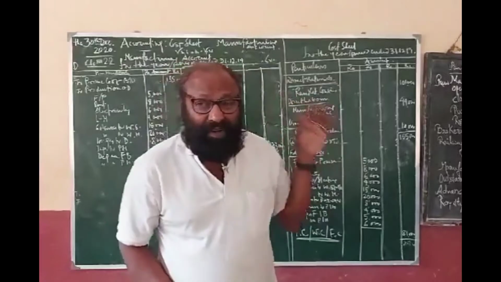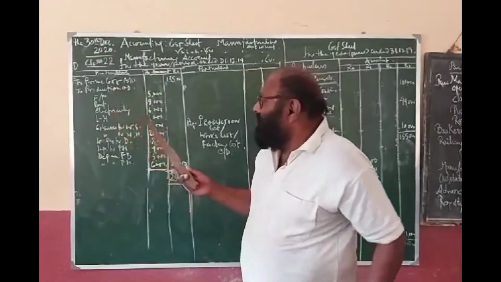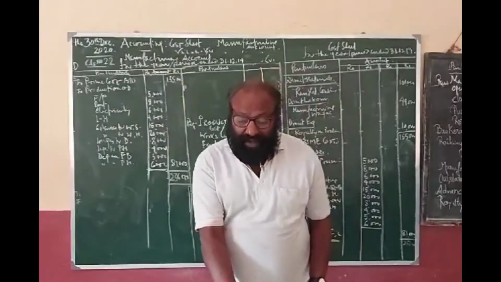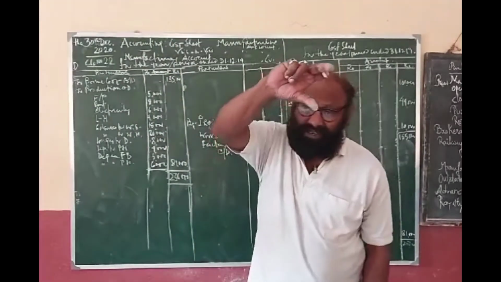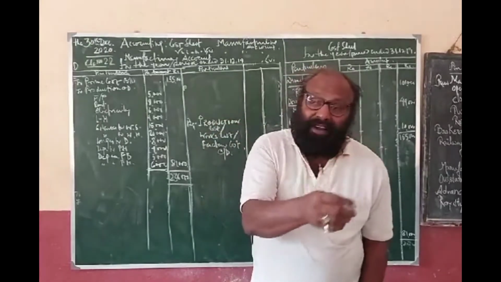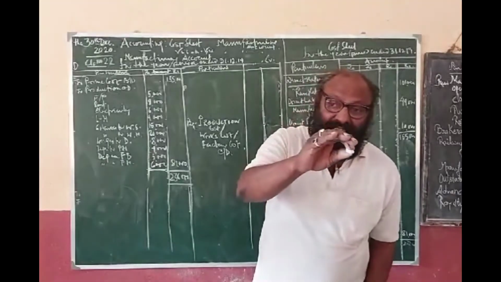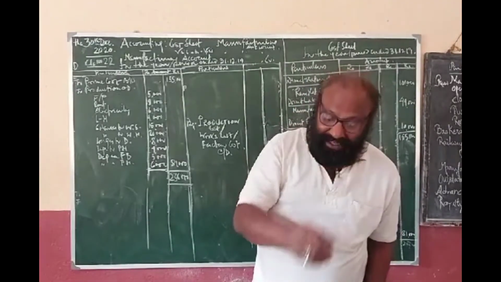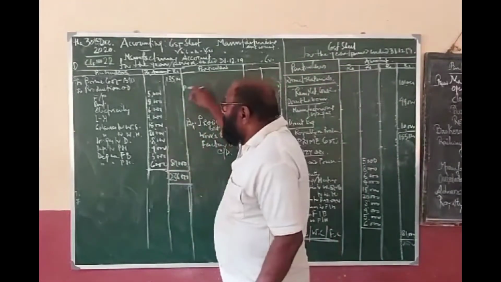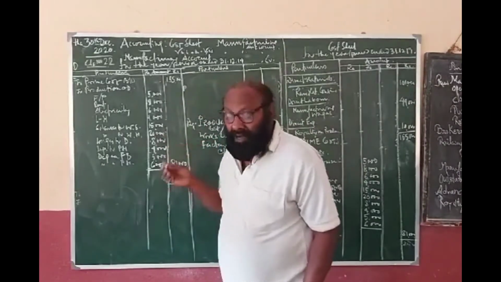For our convenience, to have a detailed analysis and detailed reporting, we have shown raw material consumed in one section. Then we have added direct material, direct labor, and direct expenses. We have got prime cost, and to prime cost we have added factory overhead. Now we have got the total production cost.